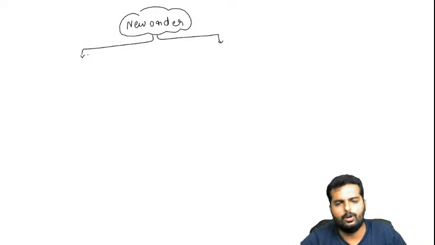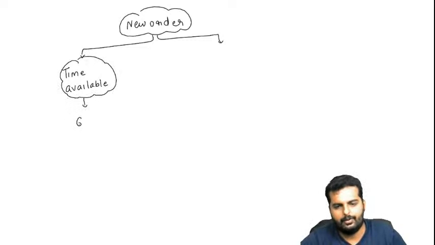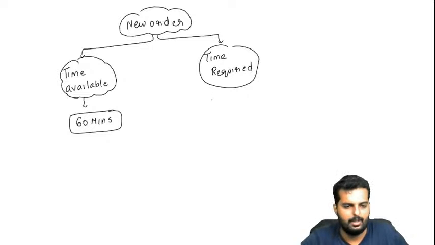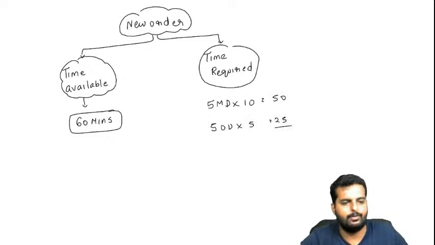For this new order, she will check what is the time available. Time available is 60 minutes. That fellow told he needs it in the next 1 hour. Second part is time required. 5 masala dosa will require 10 minutes. 5 onion dosa will require 5 minutes. So it's 50 and 25. Total will turn out to be how many minutes over here? It will be 75 minutes.